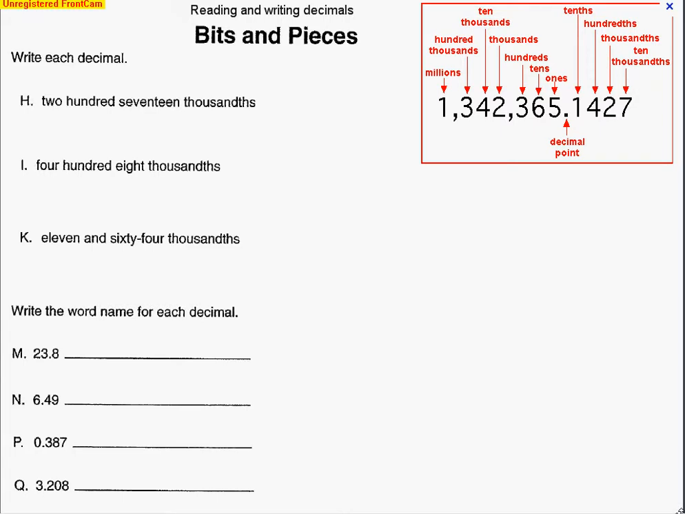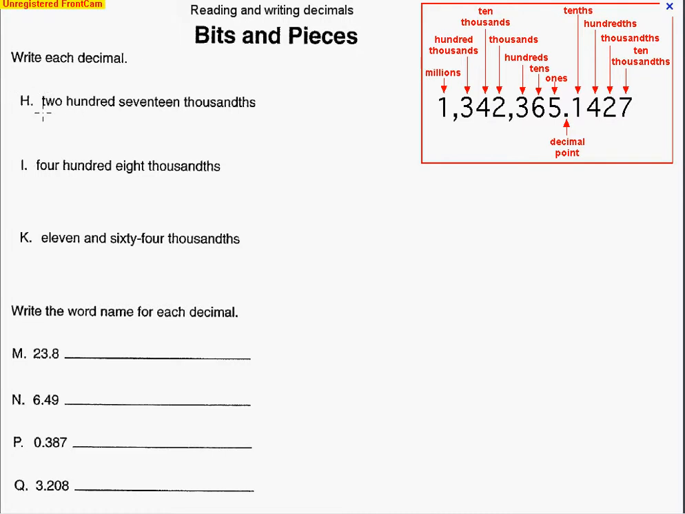This is from a handout titled Bits and Pieces, and it's on reading and writing decimals. So what I've done up here for you is I've come up with a chart that shows you a number and tells you the place value of each of these values. And so the first set of directions asks us to write each decimal. We're going to use this chart to help us out.